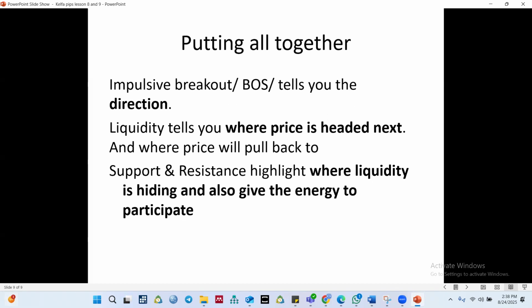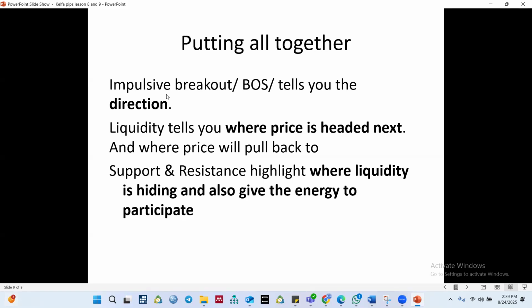Then we will try to put all the concepts we've learned together: the market structure, liquidity, and support and resistance. We can put all three together so that we will be able to frame our setup. So let me just go through this quickly before we move to the chart.